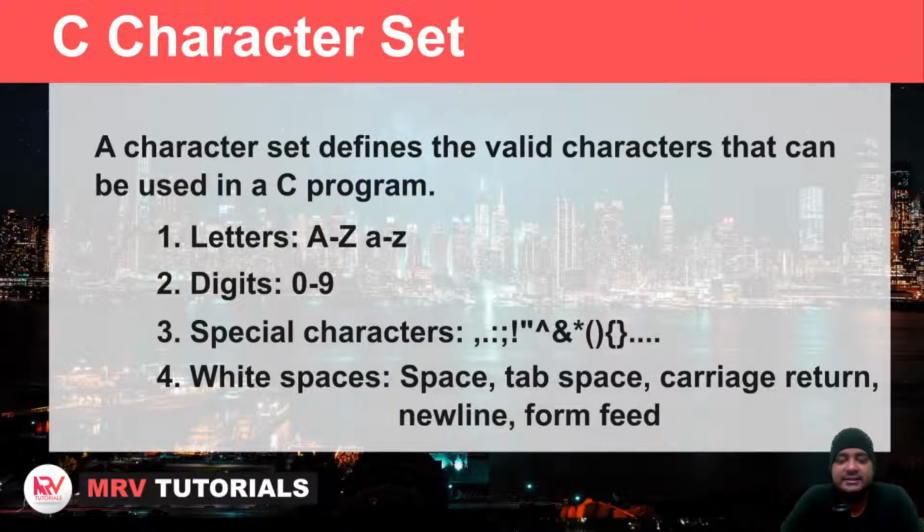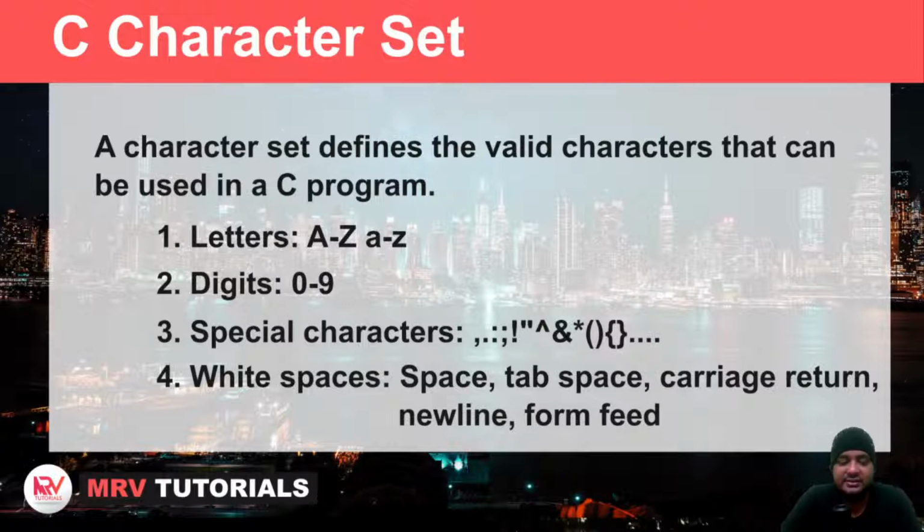The next thing is your white spaces. White spaces are nothing but the spaces we are allowing inside your C program. What are the major spaces you could give? The first is your space bar. We have a space bar on the keyboard, and if you press it, you will be giving a single space. What are the other options?